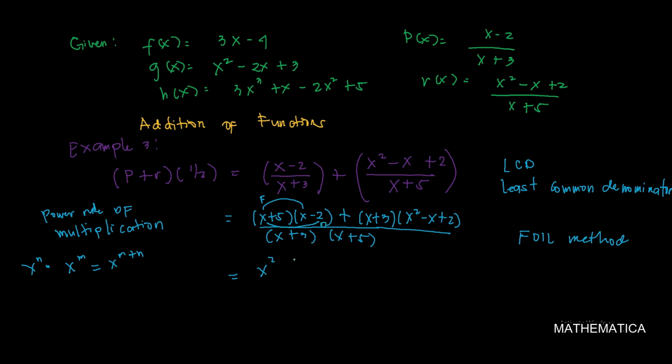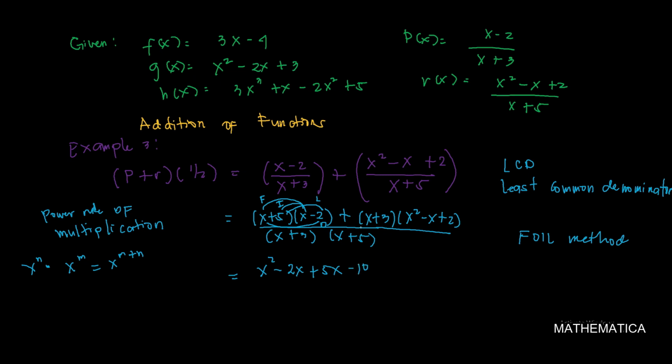negative 2. That's the O in the FOIL method. So, x multiplied by negative 2, we have negative 2x. Next, inner term, 5 multiplied by x. That's the I. So, we have positive 5x. Next, last term natin, 5 multiplied by negative 2. Unlike signs, kaya magiging negative 10.